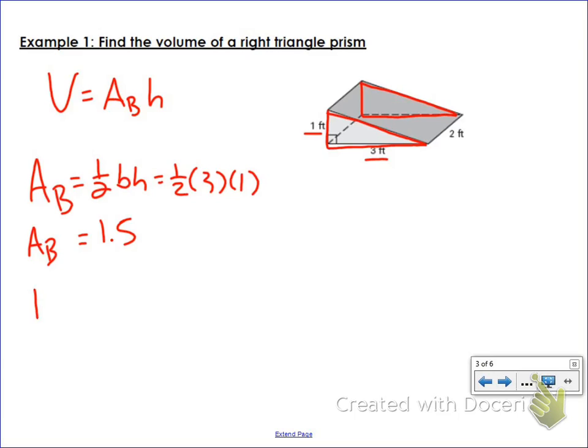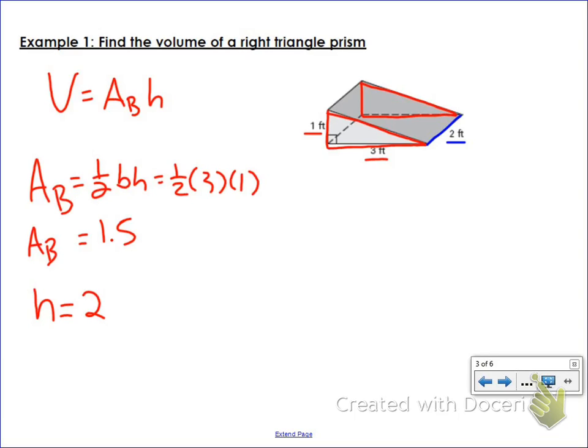And then I also need to know what the height of my prism is. Now remember, the height's going to be the distance between the bases. And I've already identified these red triangles as being my bases. So therefore, 2 feet is going to be the distance between these bases. So 2 feet is going to be the height of this prism.